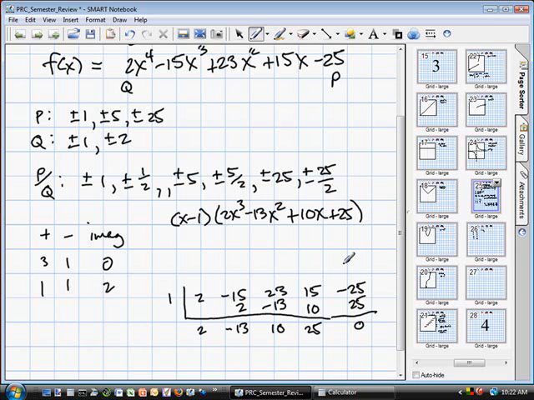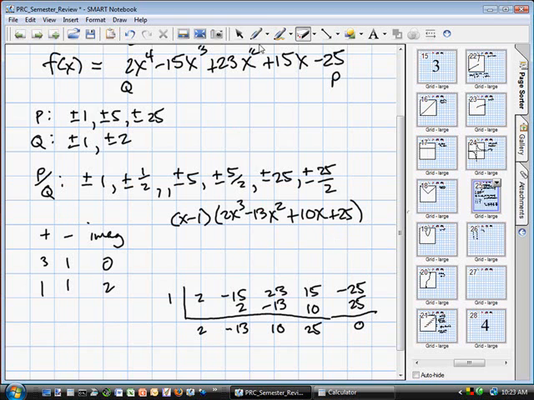So now we've got to factor this guy. Let's not give up on 1. Let's try 1. I don't have any space, so I'm just going to do it right here. 1 cubed times 2, negative 13, plus 10, plus 25, and that is not going to work. So we're done with 1.